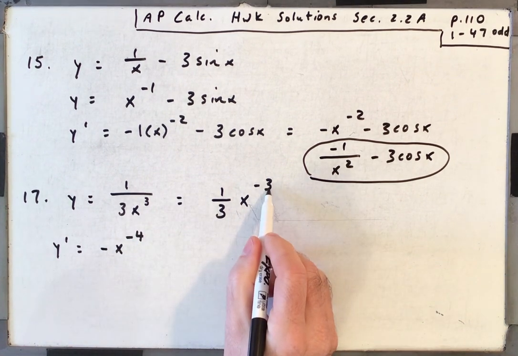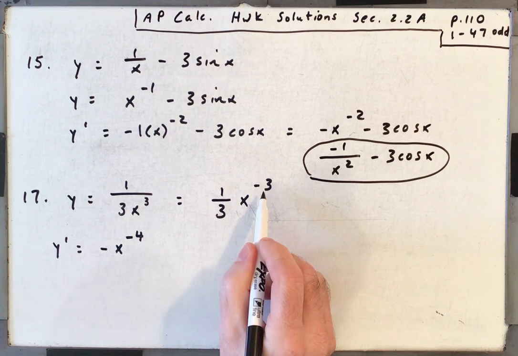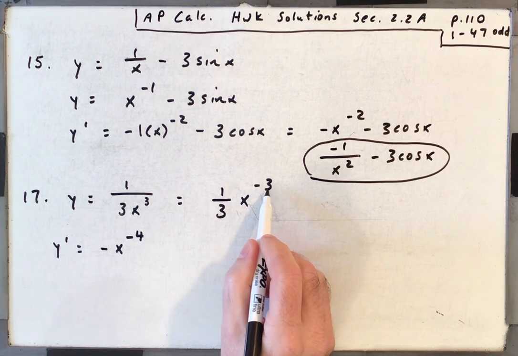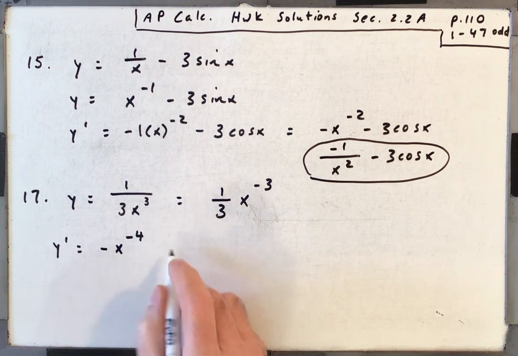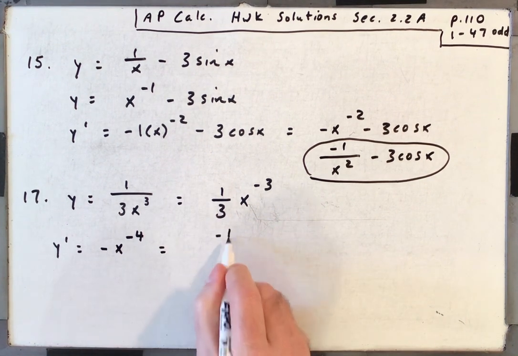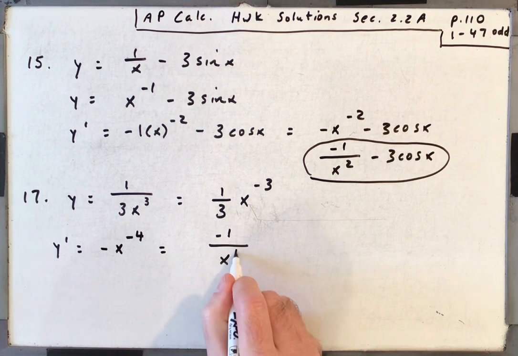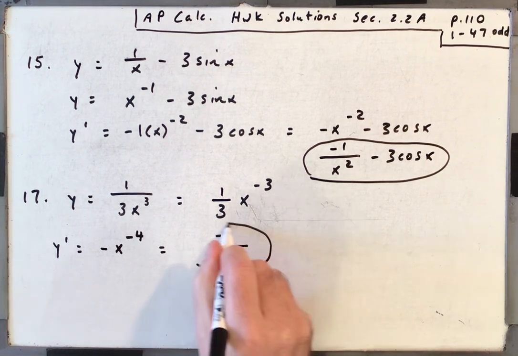All right, subtract 1 from negative 3. Sometimes people accidentally add and make it negative 2, but no, we're subtracting. Negative 3 times 1/3 is negative 1. We need to clean that up into negative 1 over x to the 4th.